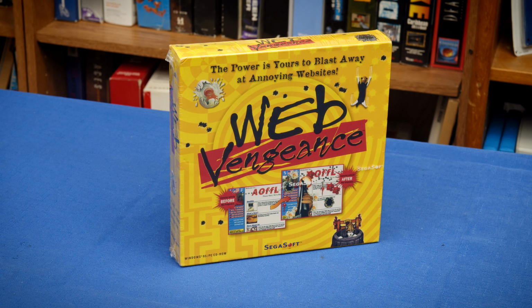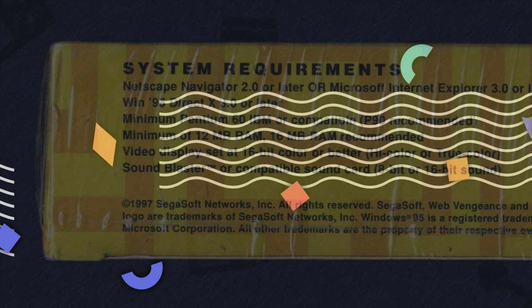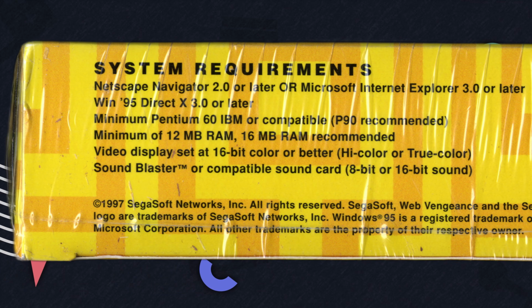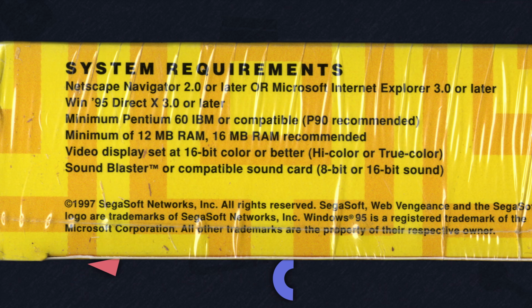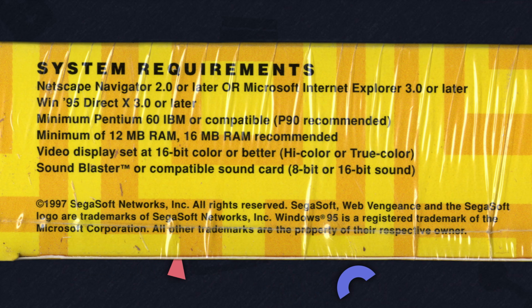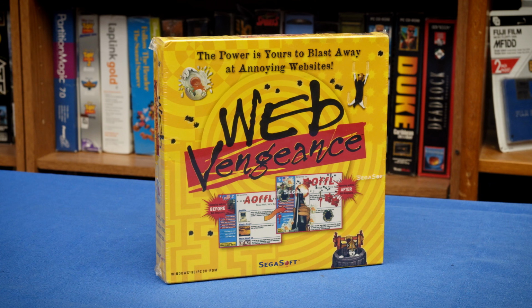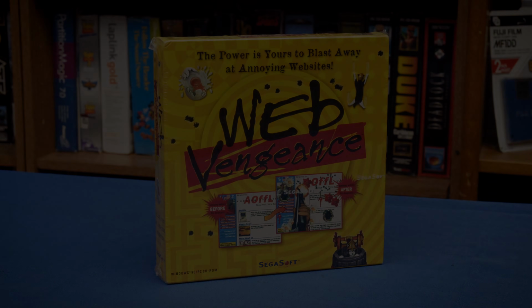I've had this copy of Web Vengeance by Segasoft for a while, and have toyed with the idea of making a video on it, as novelty software like this is mostly gone now. But there's one problem. This integrates with Internet Explorer from Windows 95 and was made for web pages from back then, so it would be almost impossible to show a program like this as it was meant to be used.